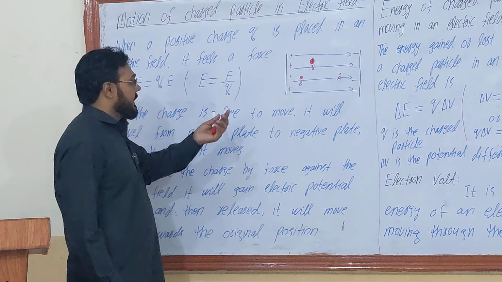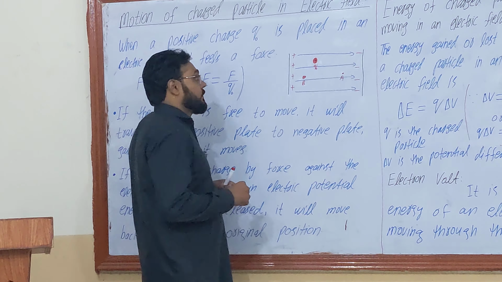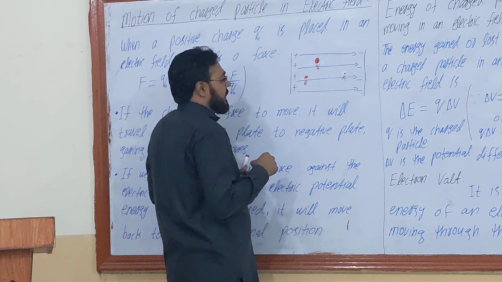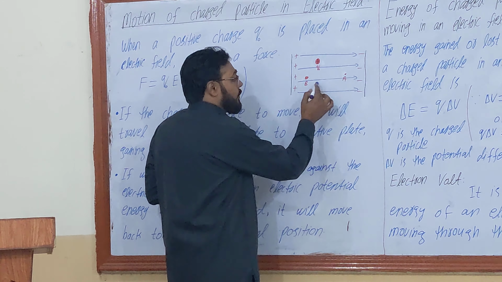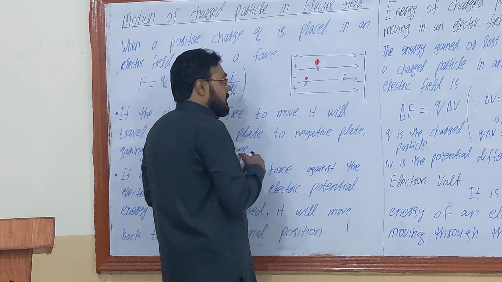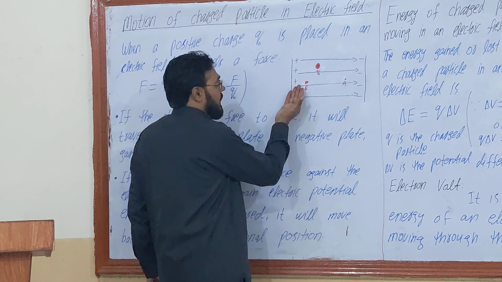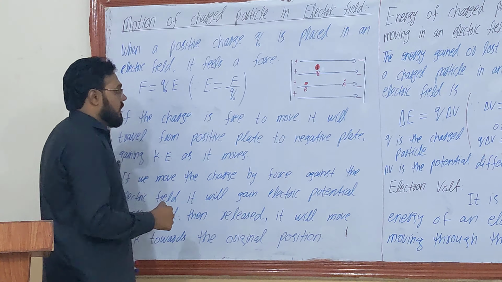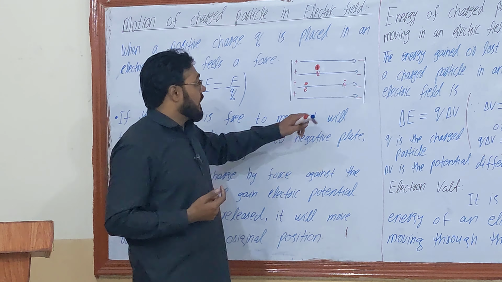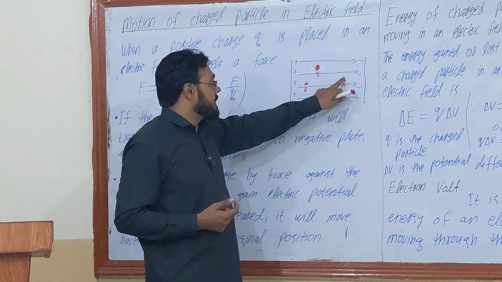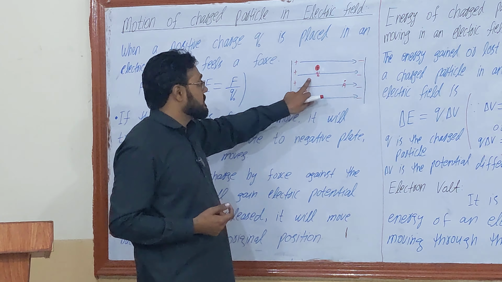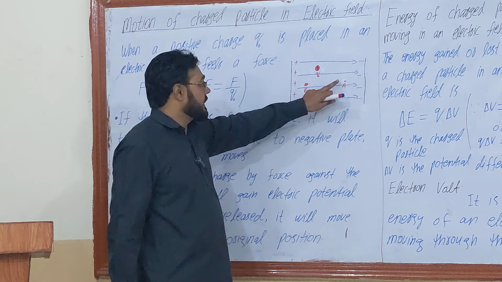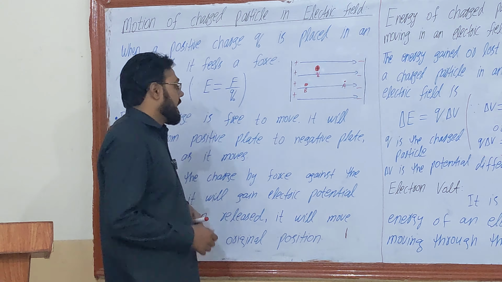Okay, now the second point. If we move this charge against the electric field from point A to point B, it will gain electric potential energy. To move against the electric field, we need some external force, and it will cover distance. Force and distance means work is done on the charge, and this work done is stored as electric potential energy.